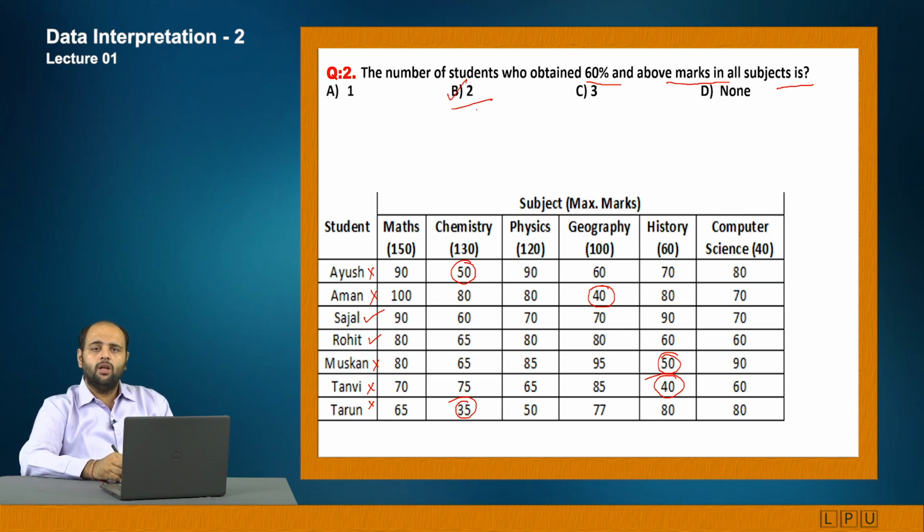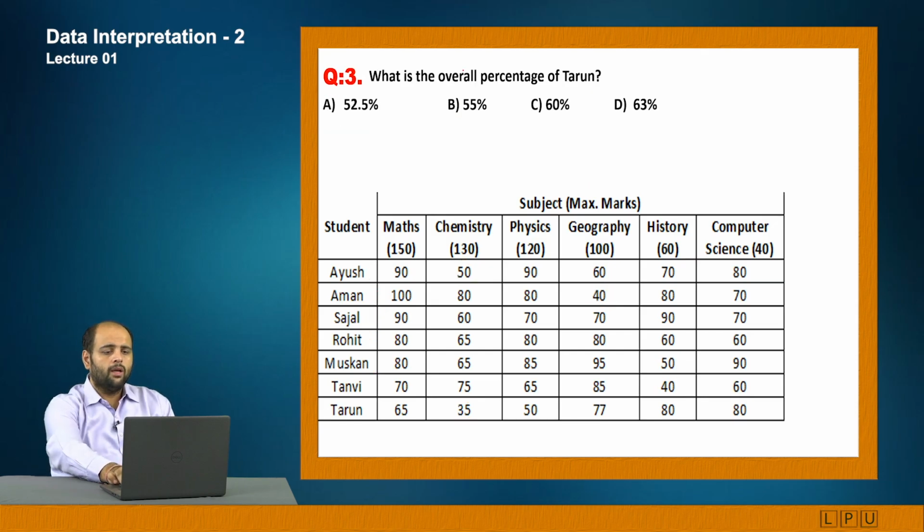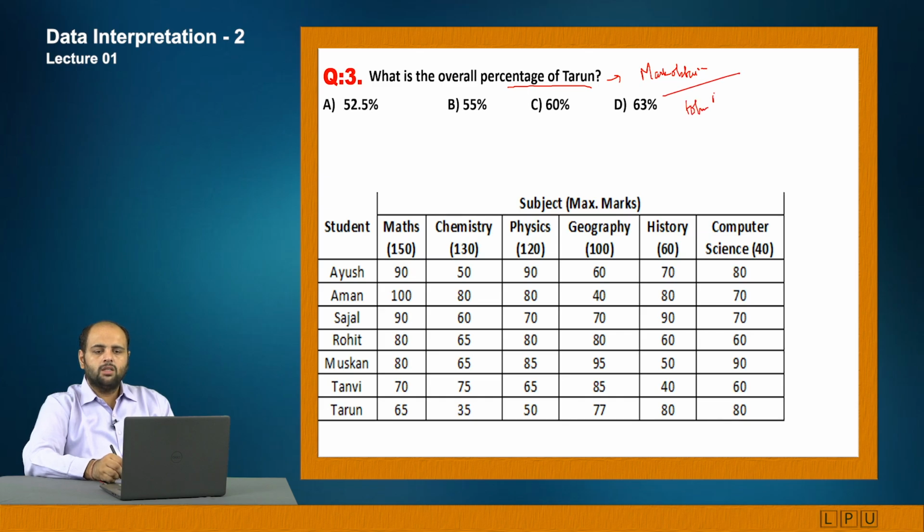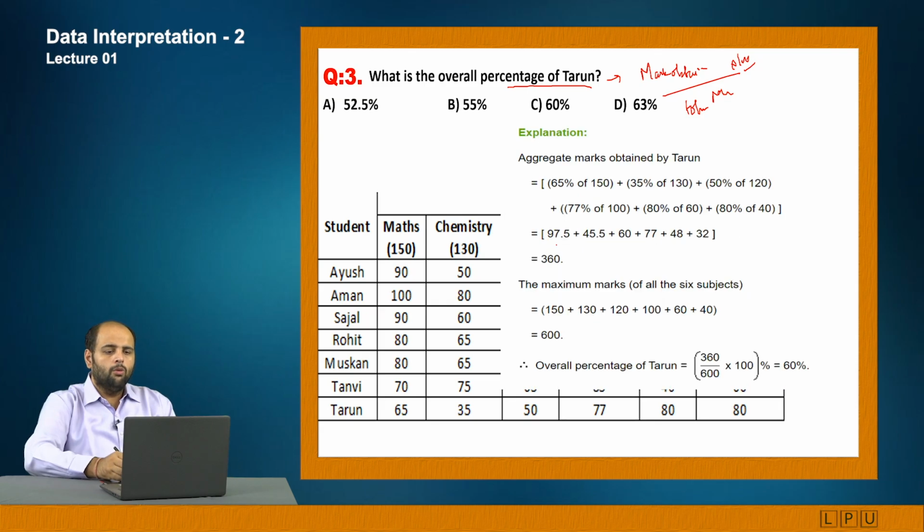I hope it is clear. We have to understand the question and then find out the value. Now, what is the overall percentage of Tarun? Percentage means the marks obtained divided by total marks, into 100. So we have to find out the marks of Tarun in each and every subject, and then find out the value. Now, what will be the aggregate marks by Tarun?